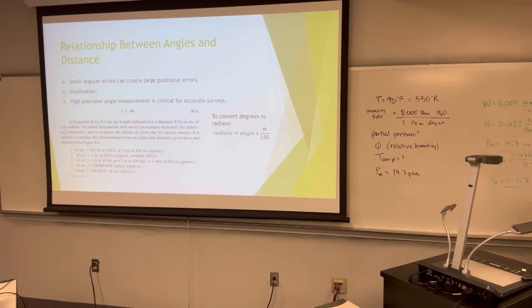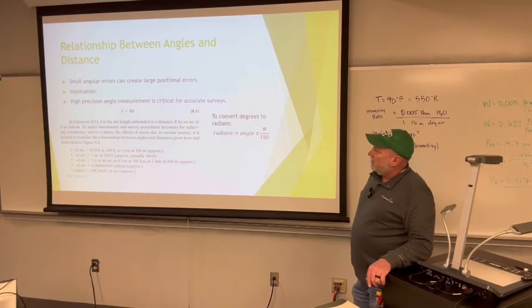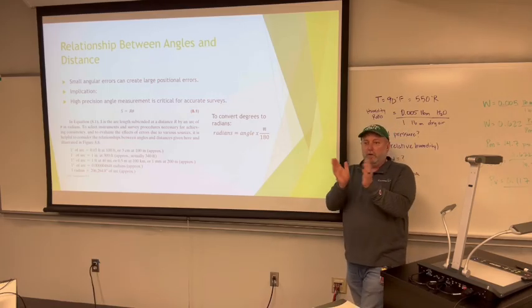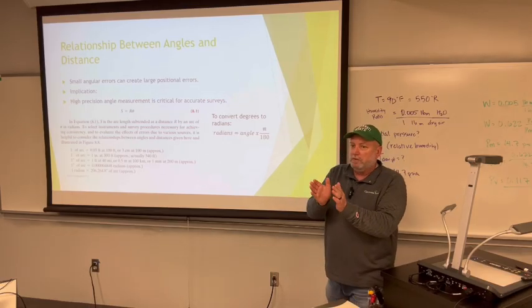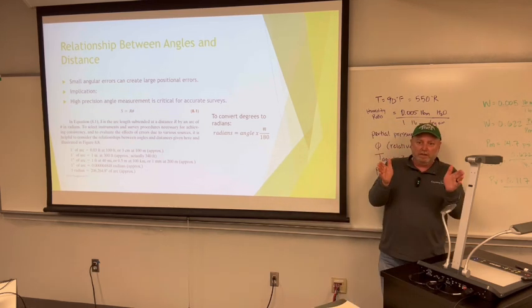So we have a little equation: S equals R theta. S is the arc length subtended by a distance R and an angle theta in radians. So this tells you how far off you could be positionally from an angular misclosure. Convert that angle to radians, multiply it by the length you're going, and it'll tell you how far off you could be positionally.